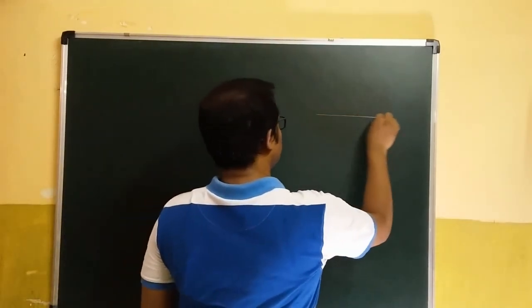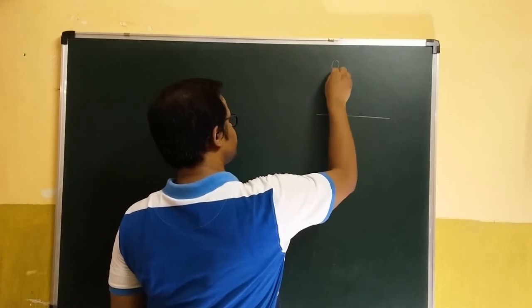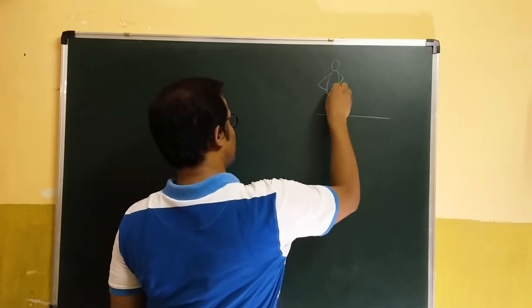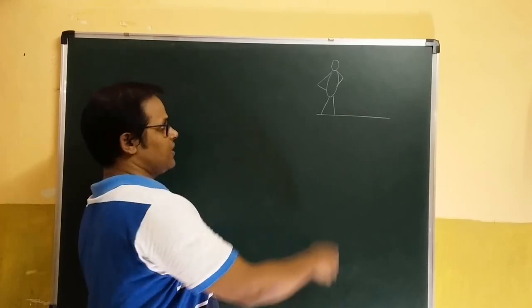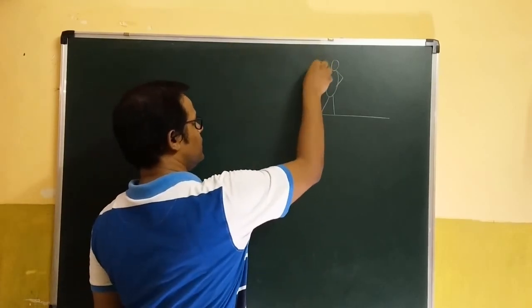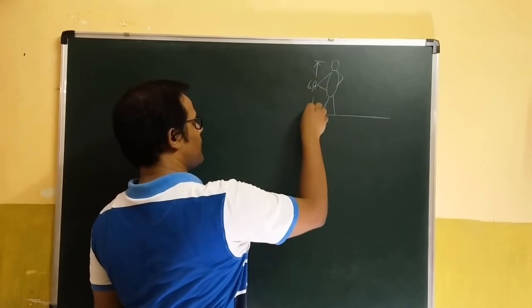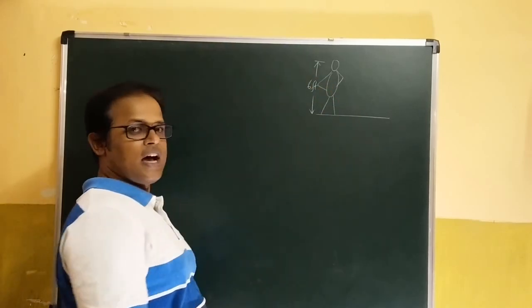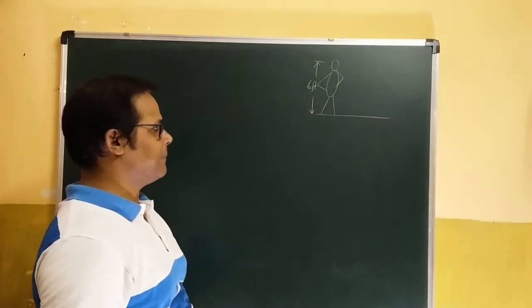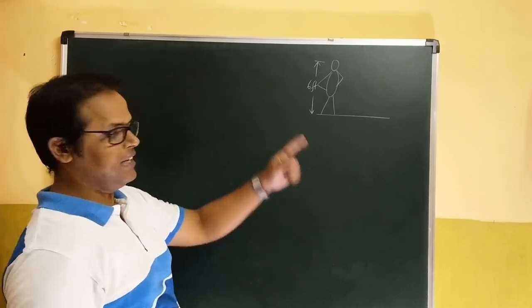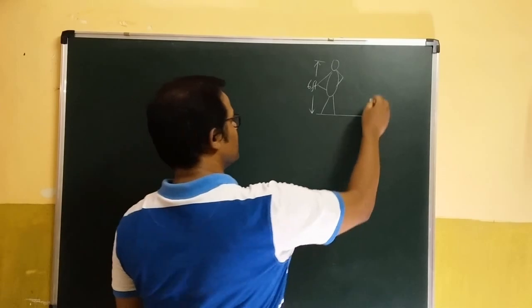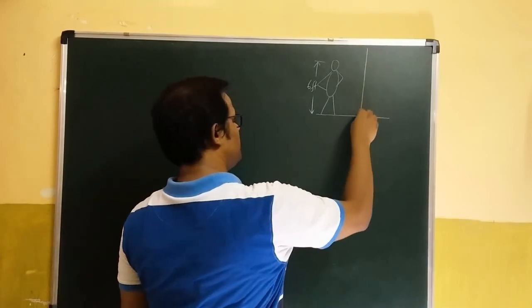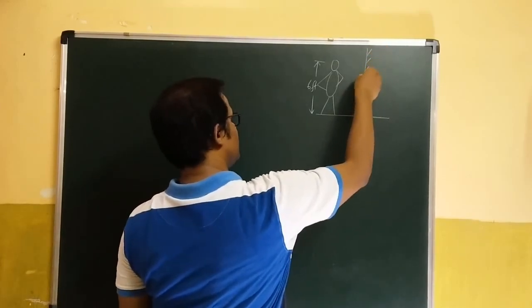All right, now I'm going to ask you a very, very simple but interesting question. Suppose there is a person who may be of very standard height, 6 feet tall. If he is 6 feet tall, then at what height should a plane mirror be kept so that he can see his full-sized image? And what should be the size of the plane mirror kept in front of him?